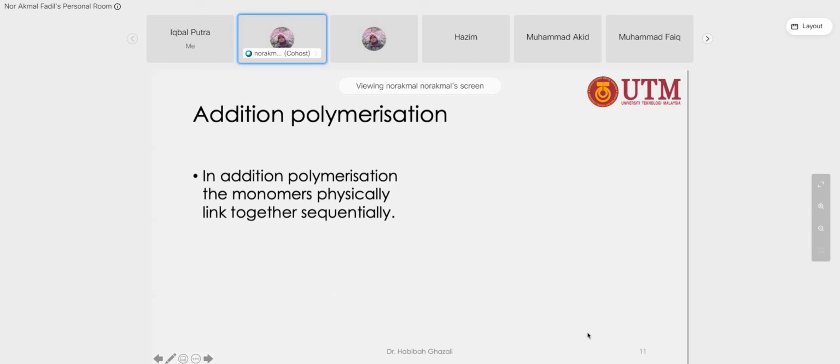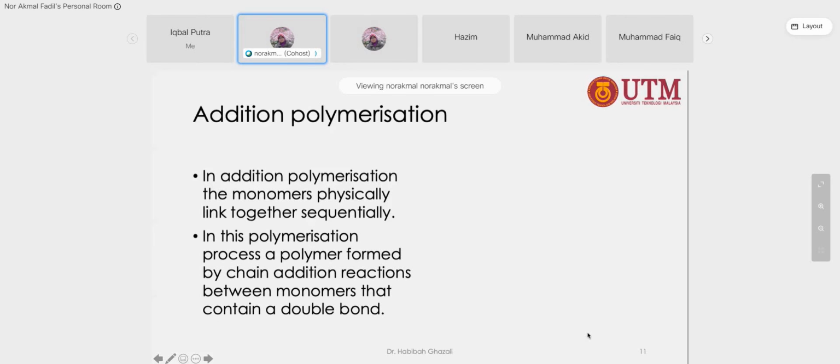In addition polymerization, the monomers are physically linked together sequentially. In this polymerization process, a polymer is formed by chain addition reaction between monomers that contain a double bond. Remember the double bonding between the carbons. We break the double bond and we let the single bond be active. And how do they form the bonding? Because it is very active, it will find another single bond.